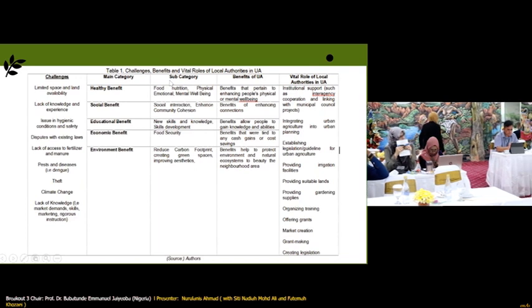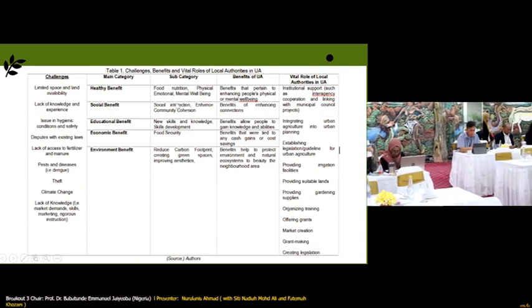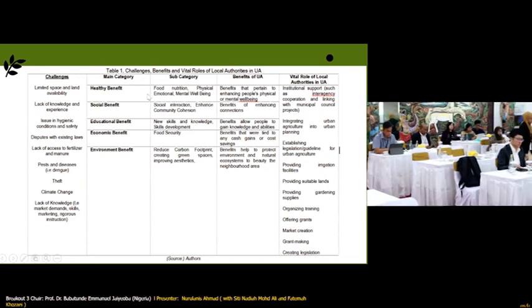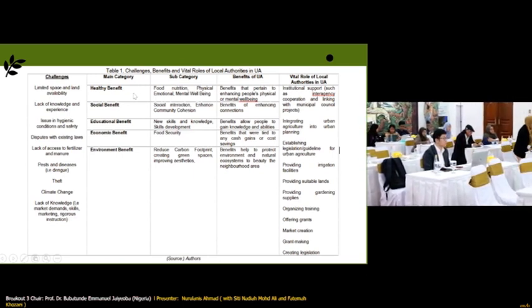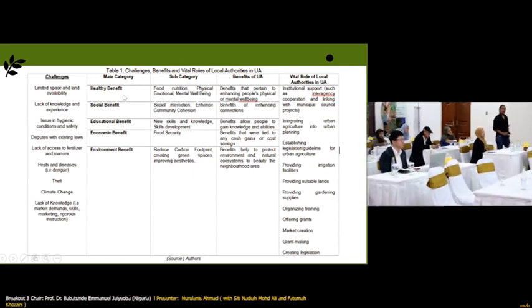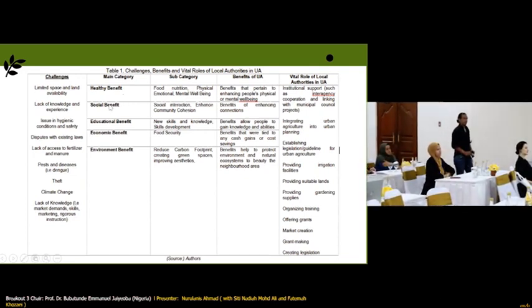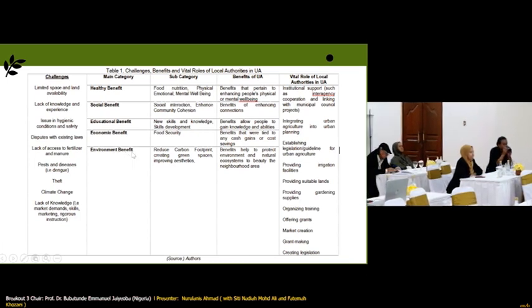And these are the benefits of urban agriculture from the various literatures. We have clustered the benefits of urban agriculture into health benefits, social benefits, which can enhance community cohesion, educational benefits, economic benefits, as well as environmental benefits.